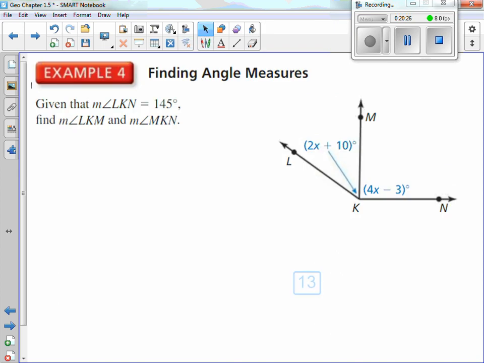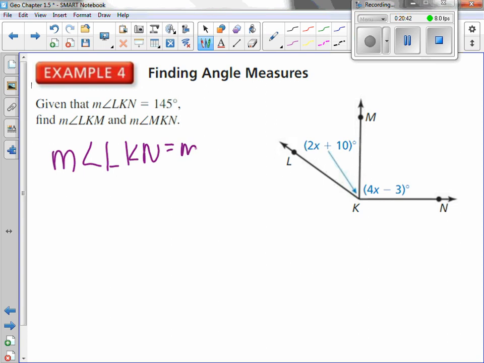Now, when we look at this here, we said that given the measure of LKN is 145, what is LKN? The whole thing, yes? And according to our postulate, the measure of angle LKN is equal to the measure of LKM plus the measure of angle MKN. The whole is equal to the sum of the parts. The whole angle is equal to each of the two different angles added together. Yes?